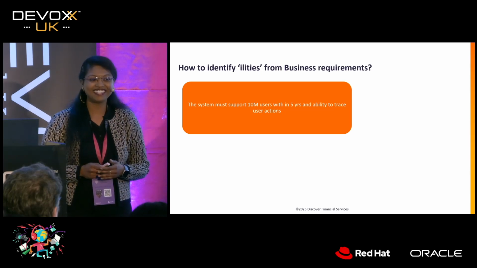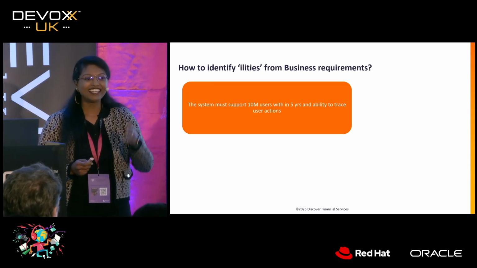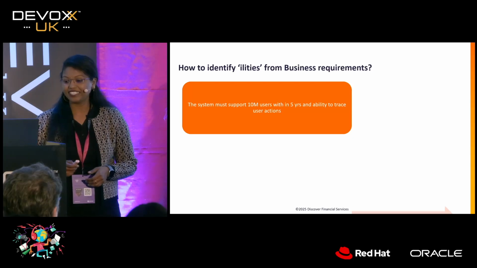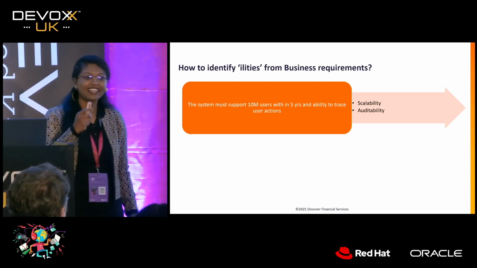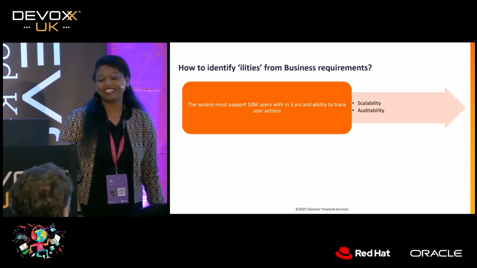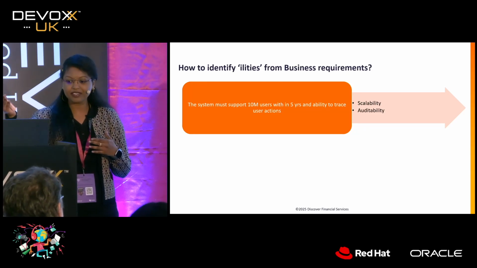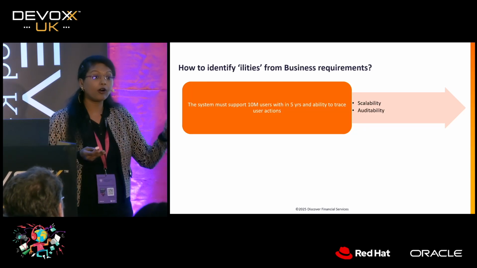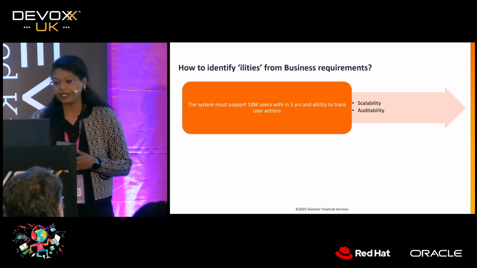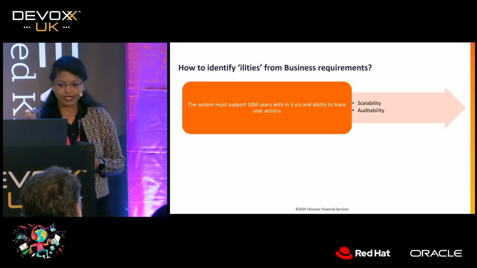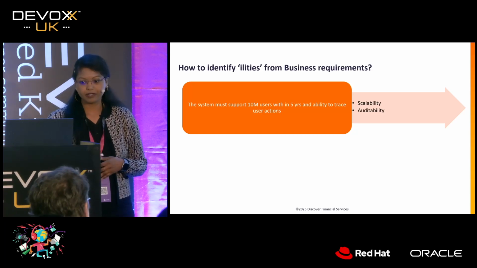Scalability? Availability? Wonderful. Exactly. And auditability. So, we want to scale to 10 million users within 5 years. At the same time, we have to audit the actions of the users. So that's where scalability and auditability come into the picture.